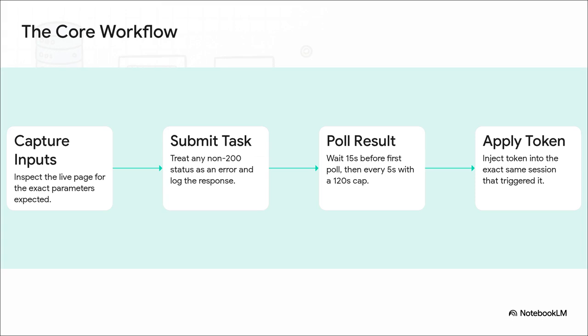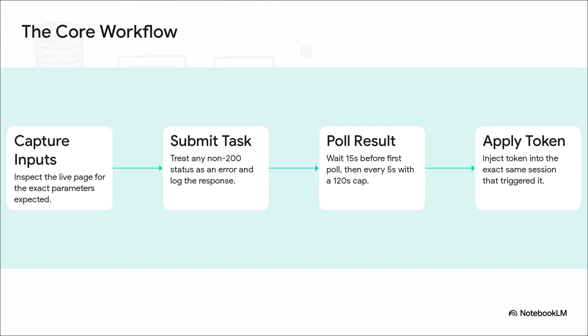Step 1, capture exactly what the solver needs from the live page, like the site key and the URL. Nothing more, so you don't create false debugging paths later. Step 2, submit the task via the API, making sure you treat any non-200 status as a hard error. Step 3, pull for the result, using highly controlled timing. And Step 4, apply the token.